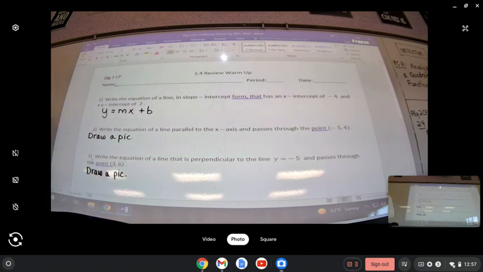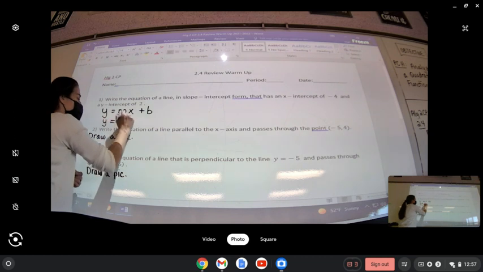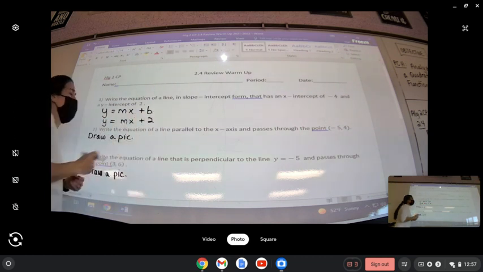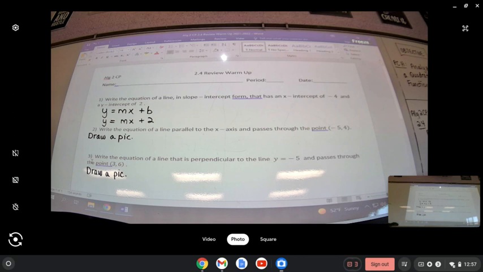Did they flat out tell you the slope? So we don't know M. Did they flat out tell you the y-intercept? Who is it? He's B, so plug it right in. Right now, this is what we know. All right, so now it's like, if I knew M, I'd be done.